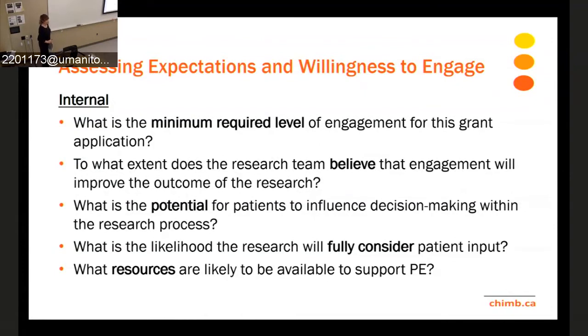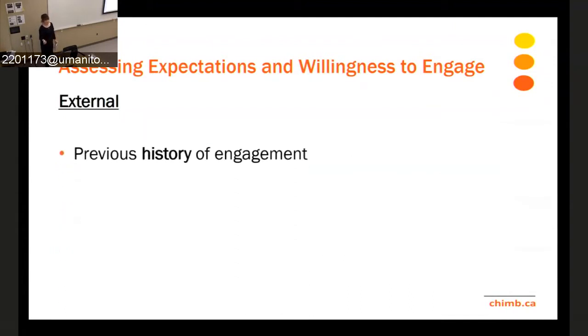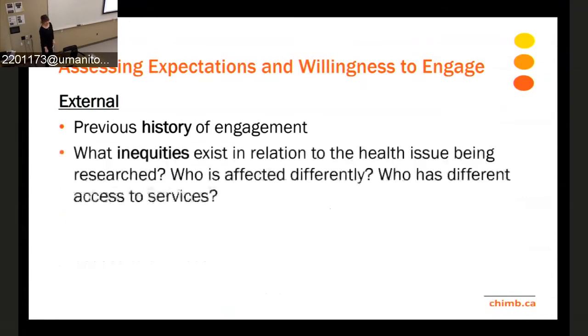What if people with lived experience say, you're going the wrong way, this is where I think you need to be going? Are you open? How much change are you open to? Make sure you understand those things. And then what resources? Because you're going to have to build a budget for patient engagement as well, so that you can compensate people and fully understand what you need to do.